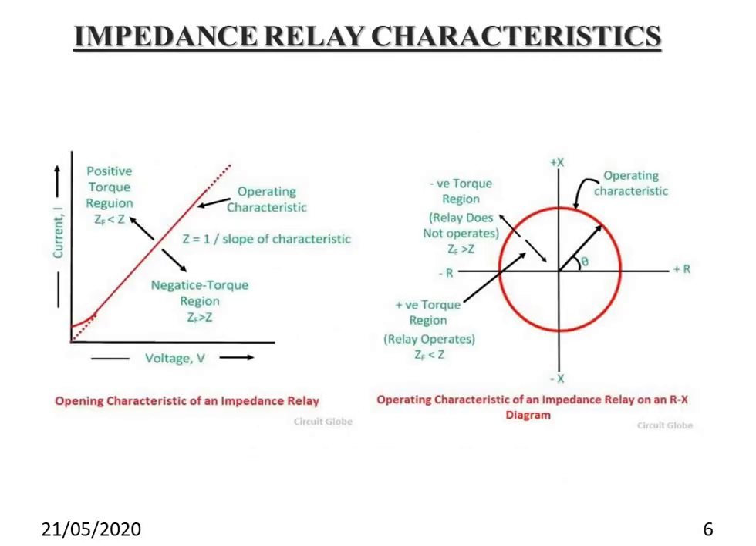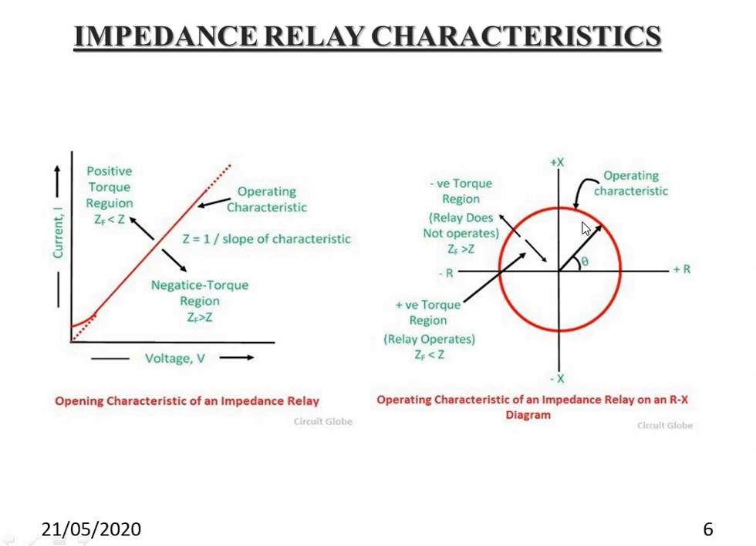Now how will this relay operate? Mainly we can verify by using the RX diagram. This is the RX diagram, or we can also see here the operating characteristics of the impedance relay. You can see the positive torque region is where ZF is less than Z, and negative is where ZF is greater than Z. If ZF is greater than Z, it's a negative torque, that means the relay will not operate. Whenever we get positive torque, the disc will start rotating, so if ZF is less than Z, then the relay will operate.